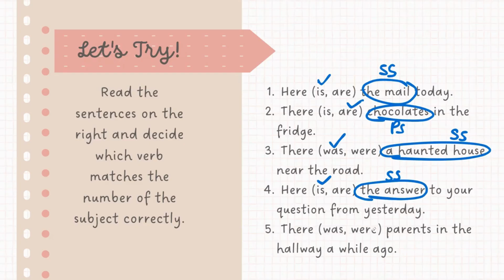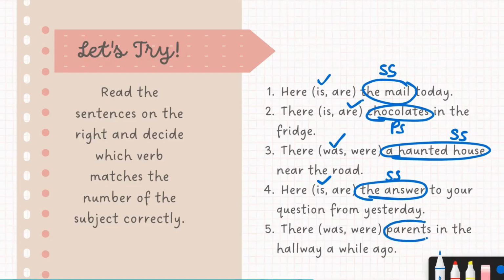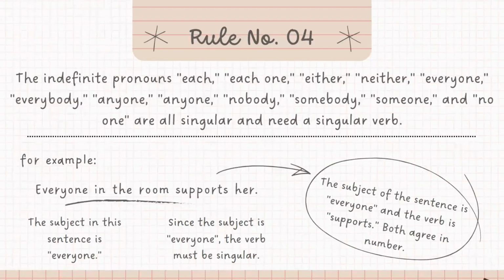There was or were parents in the hallway a while ago. Parents is my plural subject, so I will be choosing a plural verb, that is were. There were parents in the hallway. Now let's focus on rule number 4.